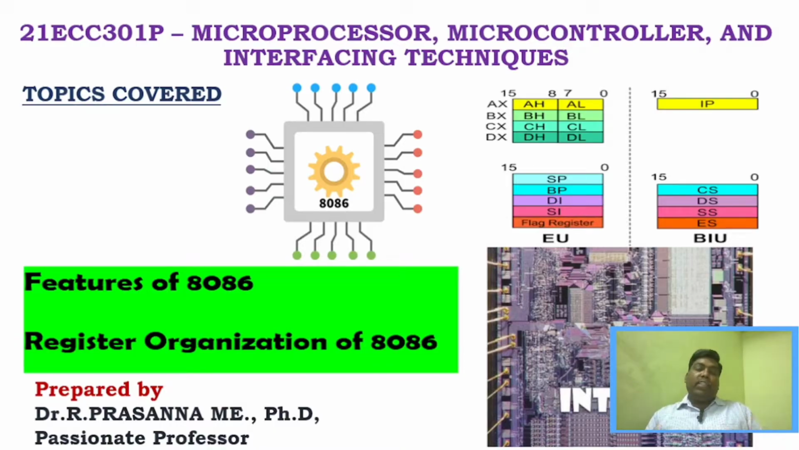Before starting with the 8086 microprocessor, we have seen what is a microprocessor, what is a microcontroller, what is the basic difference between microprocessor and microcontroller, and what are the basic operations of processors in previous videos. I would recommend you to go through those videos first so that you can get the basic idea about the microprocessor and microcontroller and start this video with a clear idea. So we'll start with features of 8086.